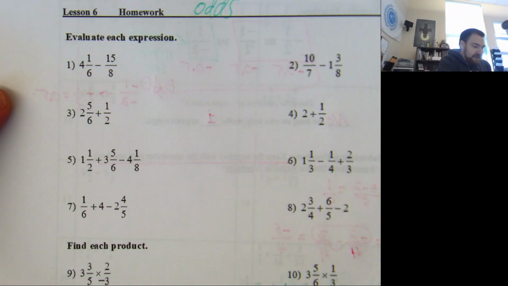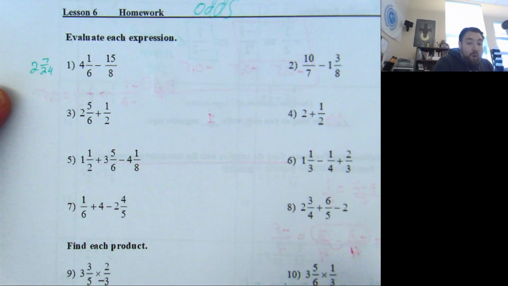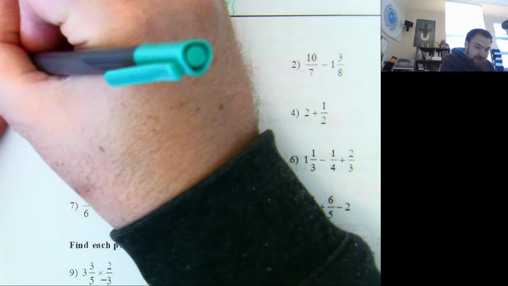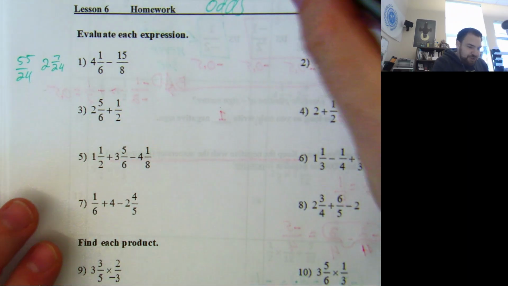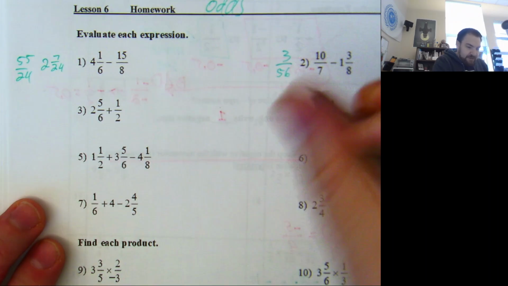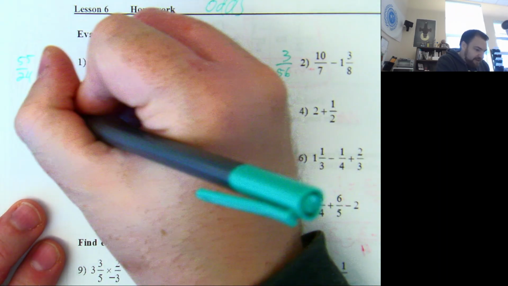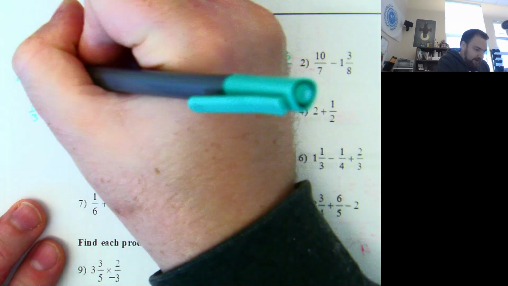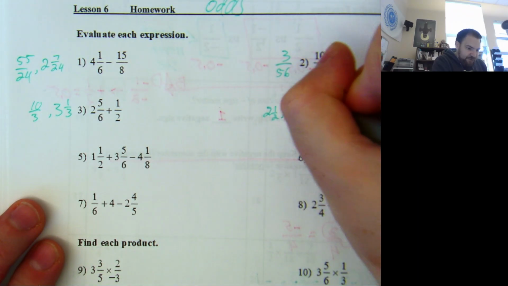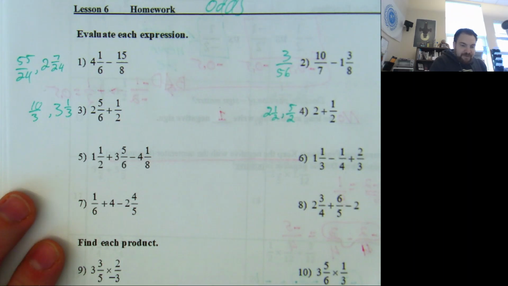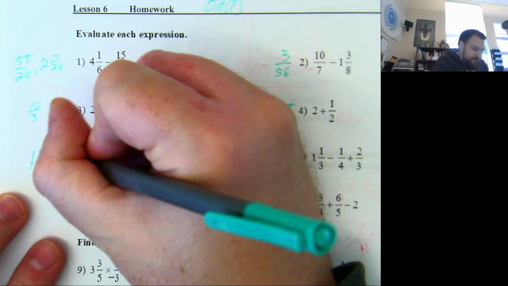Number one should either have been 2 and 7 over 24, or if you left it as an improper fraction, you could have gotten 5 over 24. Number 2 should have been 3 over 56. Number 3 should have been either 3 and 1 over 3 or 10 over 3. Those are the same thing. Number 4 you should have gotten as 2 and 1 half or 5 over 2. Number 5, you guys could have gotten 1 and 5 over 24, or you could have gotten 29 over 24.